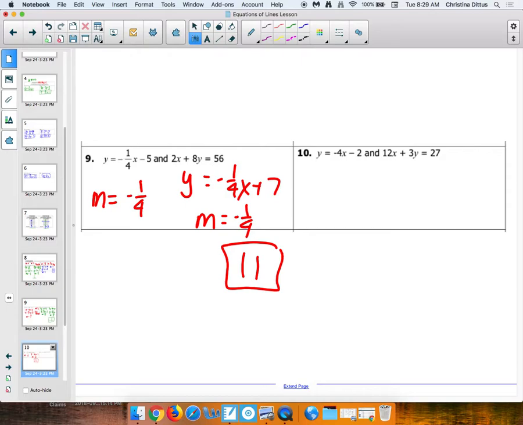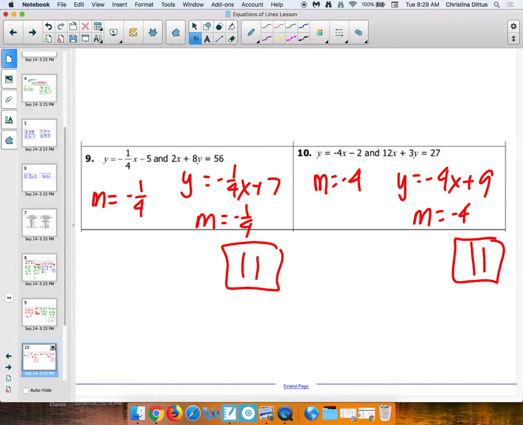My 10 people. This slope has to be negative 4, right? What's my other equation? y equals negative 4x plus 9, so my slope is negative 4, and they are parallel. Anybody disagree with any of that?